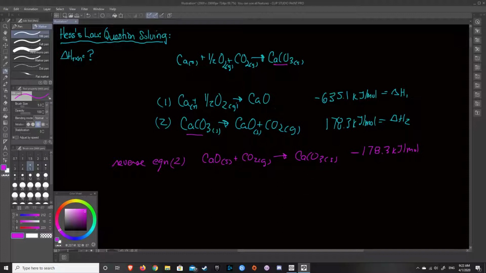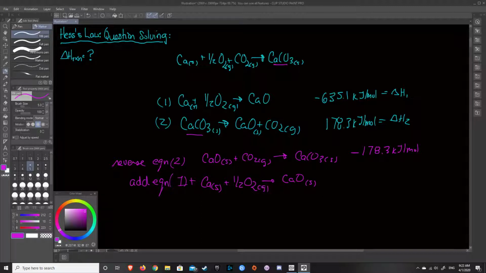Now we've got what we need on the right. On the left we've got calcium oxide, which we definitely don't need there, and CO2, which we do need. From equation 1, we get calcium on the left, oxygen on the left, and calcium oxide on the right. So this looks like it might already be done; we might have just had to flip one thing over. Let's add equation 1: plus Ca solid plus 1/2 O2 reacts to form CaO solid.